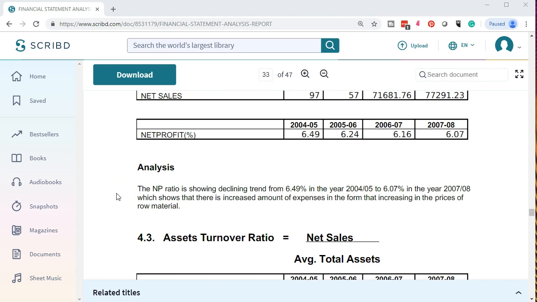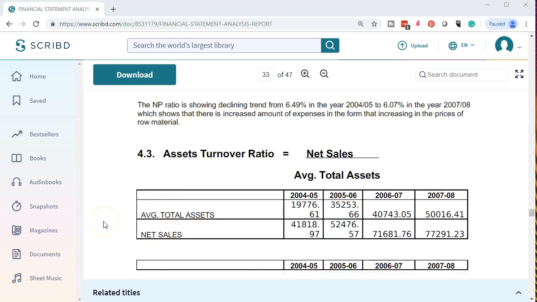The NP ratio is showing declining trend from 6.49 in the year 2004-05 to 6.07 in the year 07-08, which shows there is an increase in amount of expenses in the form that increasing in the prices of the raw materials. So again, note how the explanation is happening here. It goes to why it's happening, increasing prices in the raw materials.